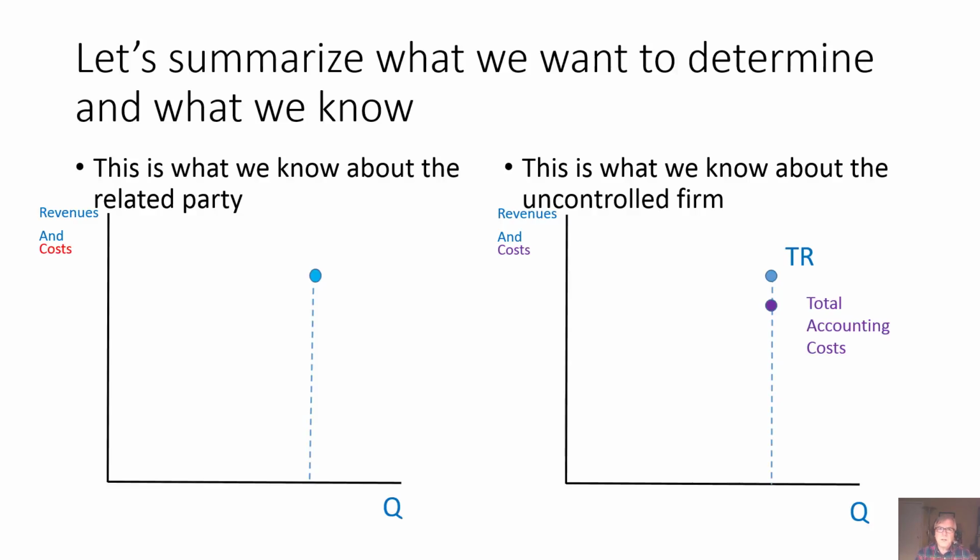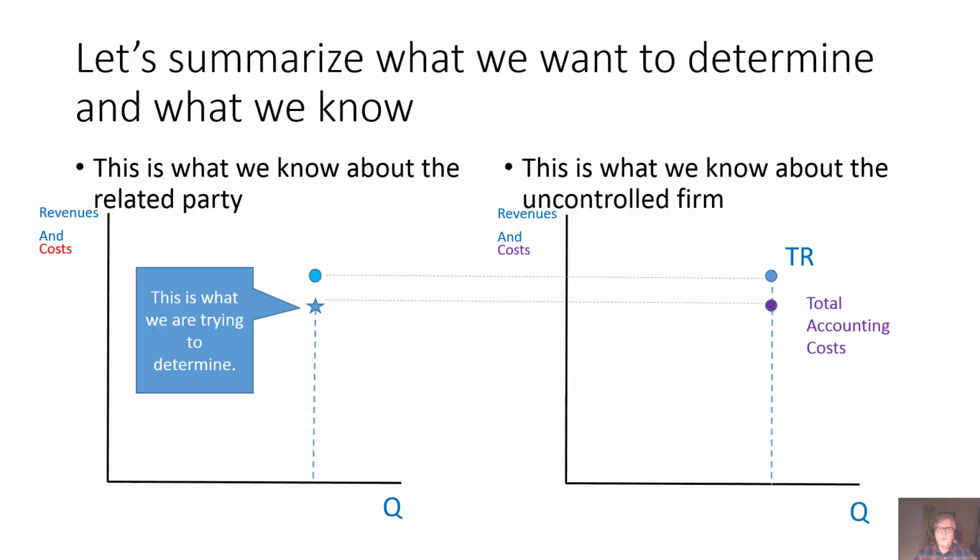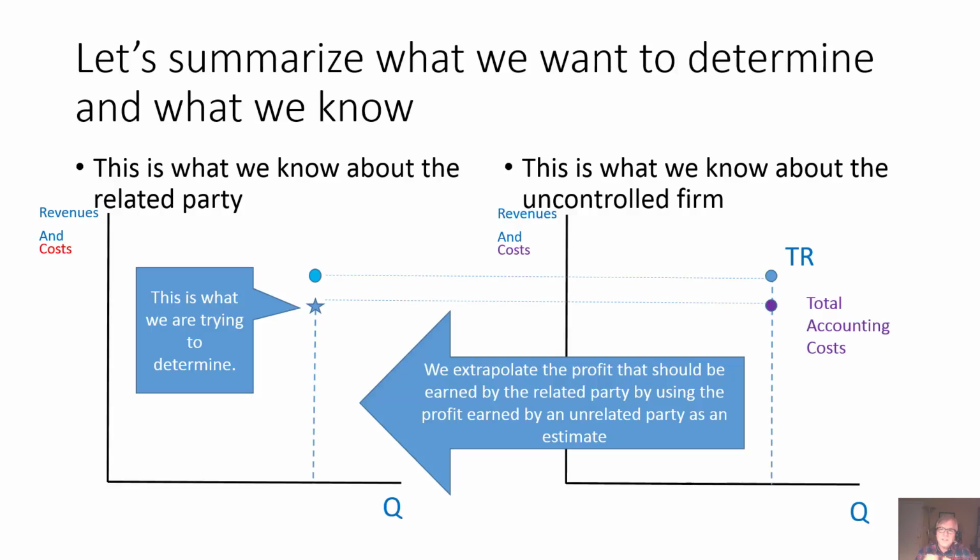And then when it comes to our company X, what we do know about them is that they're selling to uncontrolled parties. So we know their total revenue. What we don't know is what their cost should be, right? But we can see that we think it should be in parallel to what the uncontrolled firm has. We could extrapolate that profit that should be earned by the related party by using the profit that an unrelated party earns as an estimate.